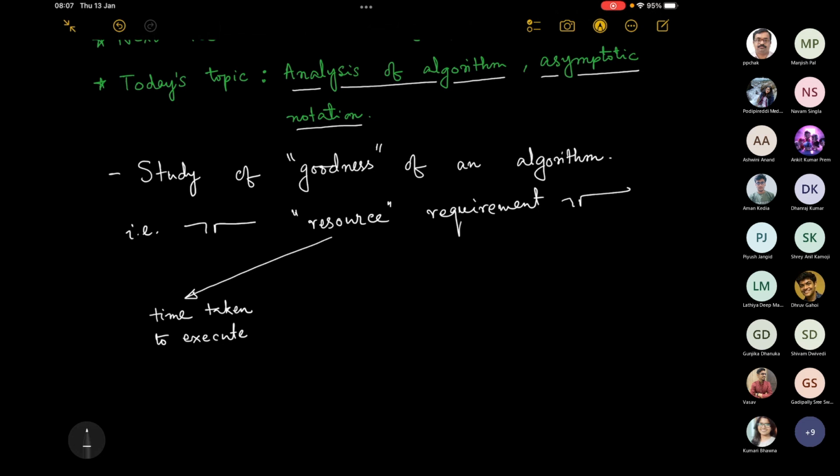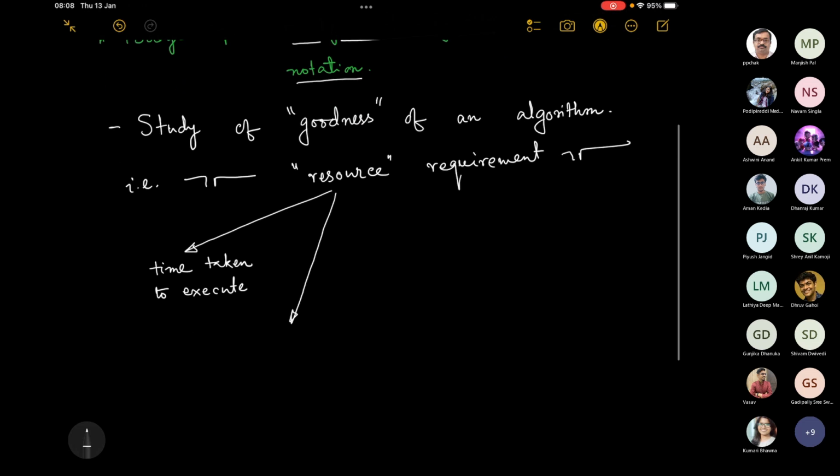Can someone help me with some other resource? Please unmute and speak. And TS, please note down the name of whoever tells a good resource. Memory. Sir, less memory requirement. Memory, less memory. Yes, very good. Space. Very good. Space needed.